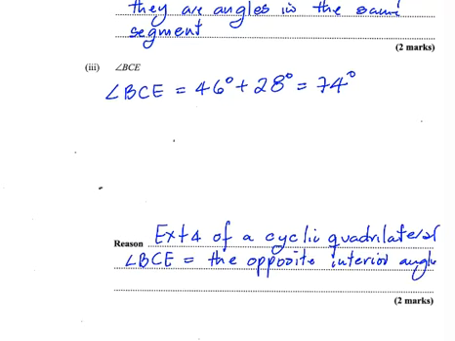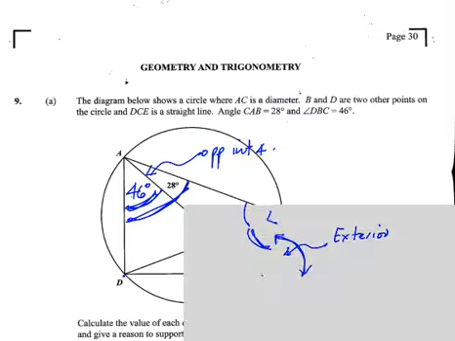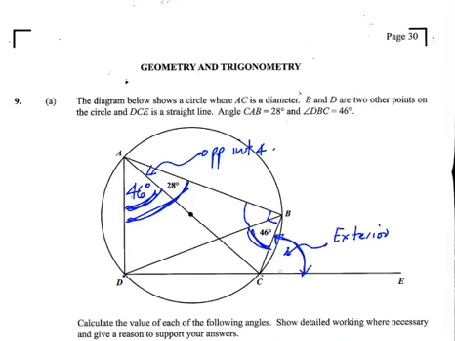Alright, and the opposite interior angle is angle BAD. Alright, so those two angles are equal. So angle BCE, which is the exterior angle, is equal to angle BAD, which is the opposite interior angle. The exterior angle of a cyclic quadrilateral is equal to the opposite interior angle. So angle BCE is equal to 74 degrees. All right.